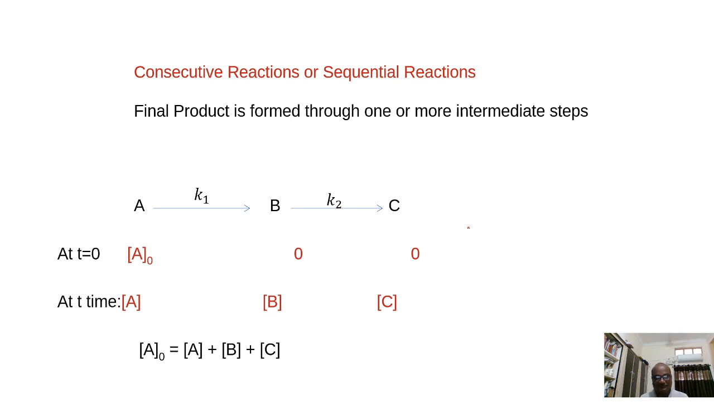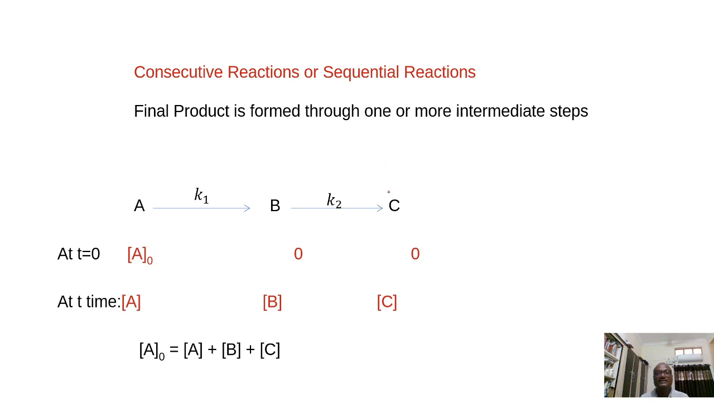Consecutive reactions means in the first reaction a product is formed, and that product again participates in a reaction to form another product. Like that, a product formed in a reaction again acts as a reactant for the next reaction. These types of reactions are called consecutive reactions or sequential reactions. In these we can see intermediate products. The intermediate product acts as a reactant for the next reaction, and the final product is formed through one or more intermediate steps.